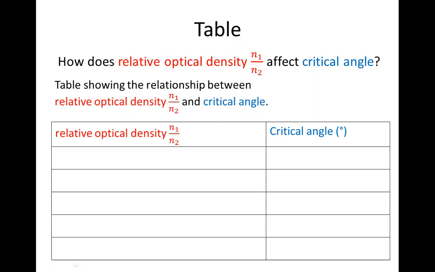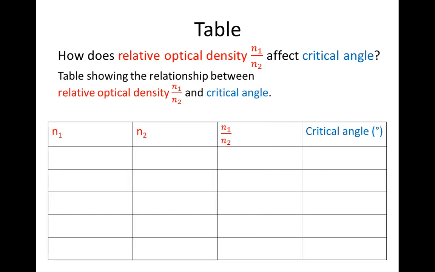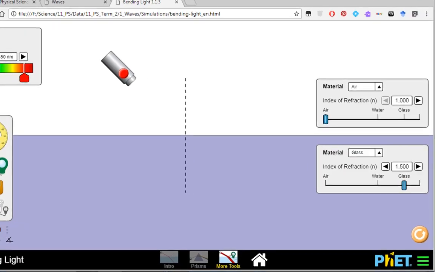So now, what are our relative optical densities? We don't know automatically. We know N1, we know N2, we can decide on those. So we need to add some columns to the left on this table. So we're going to have a place to write N1, place to write N2, and then we'll calculate N1 over N2. And then we're going to measure critical angle. So we open our simulation.